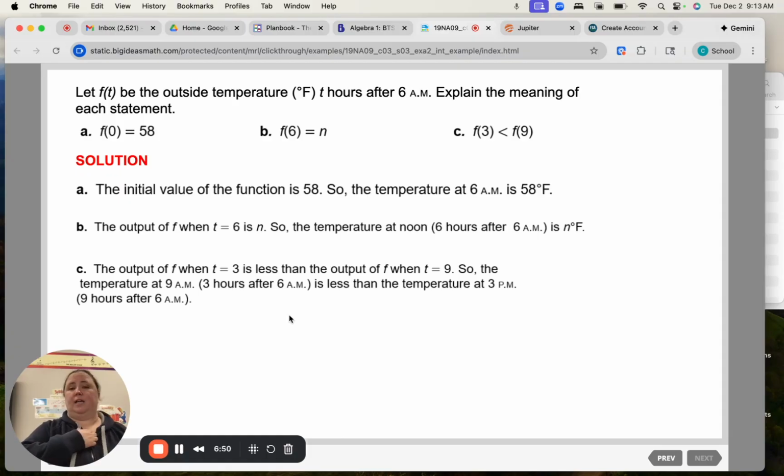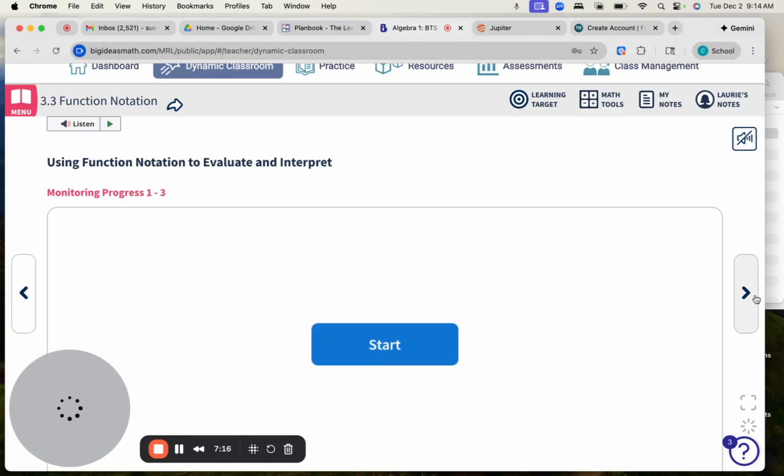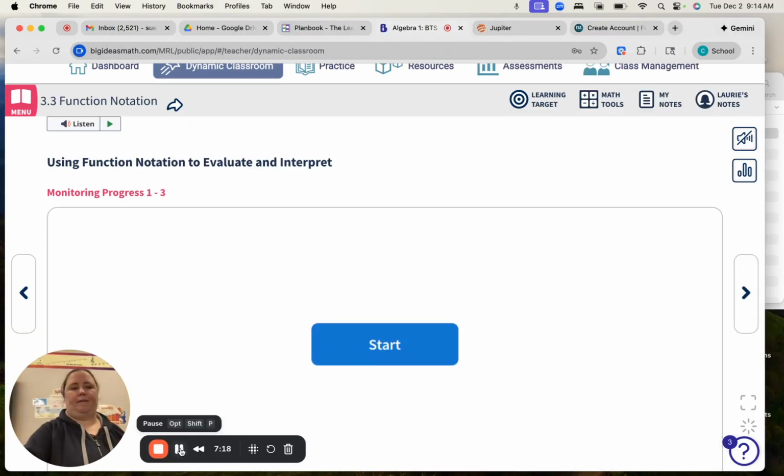So I would have said 3 hours after 6 a.m. is colder or less than 9 hours after 6 a.m. But you could also have said 9 a.m. is going to be colder than 3 p.m., because that's the solutions of those functions. Good? Excellent. I'm going to guess you're doing your monitoring progress now. Yep, 1 through 3. So work on that.